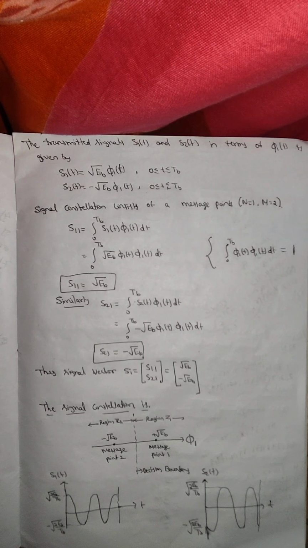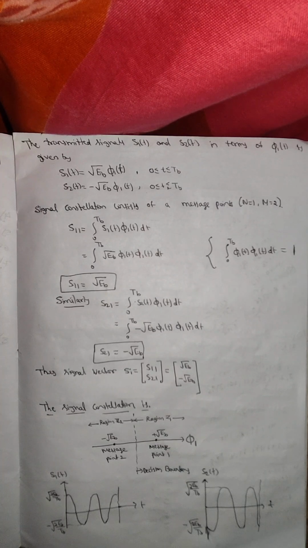S11 is equal to the integral from 0 to Tb of S1(t) phi1(t). Here we substitute S1(t). S1(t) is root Eb phi1(t). Here phi1(t) is equal to 1. S11 is equal to root Eb. Similarly, S21 is equal to minus root Eb. Signal vector Si is equal to S11 and S21. The signal constellation is message point 1 at root Eb, and message point 2 at minus root Eb.